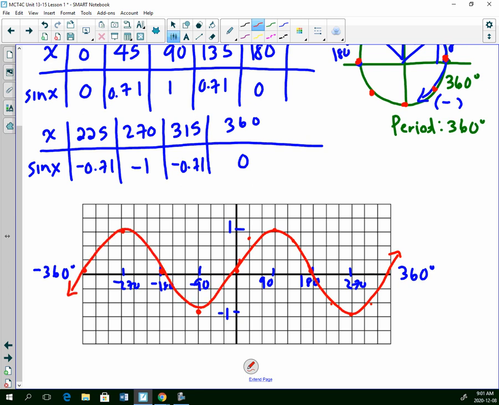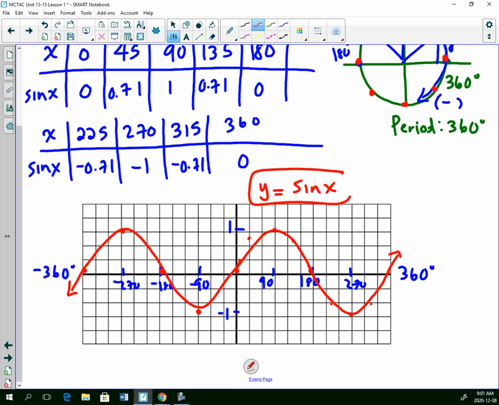So I could draw an arrow at either end because it repeats. Going to the right is going around the circle once in the positive direction. Going to the left is going around the circle once in the negative direction. And then you could just repeat. You could go around the circle again and again and again. So that is a basic sine curve.